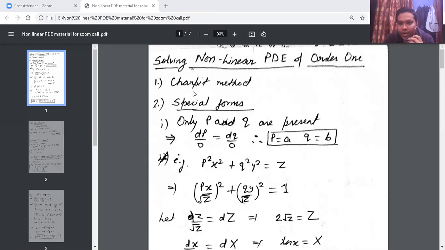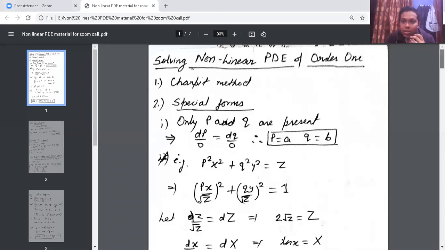You must have read that too, but I'm reiterating it because it makes the task very simple. If you are able to identify that we can use the special forms, then the question becomes very easy and less time taking compared to the Charpit method. The Charpit method is the basic method. All the special forms arise from the Charpit method only. So this is the first thing.